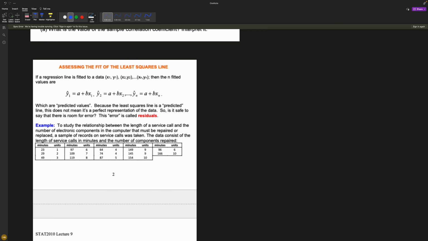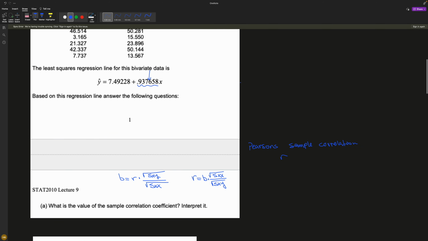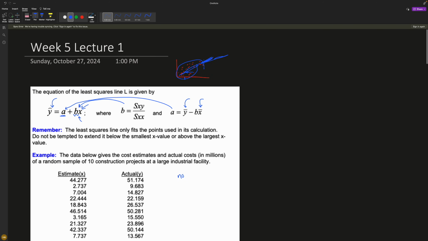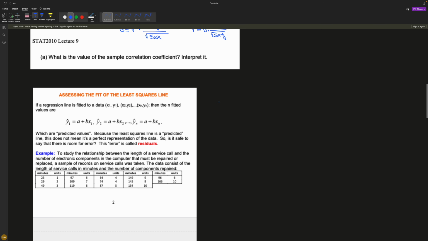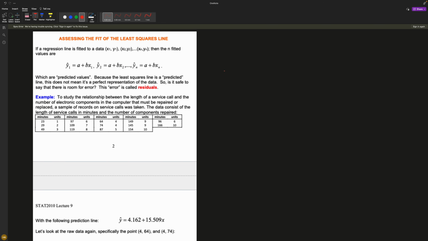Okay, so assessing the fit of the least squares line. If the original line is fitted, blah, blah, blah. Then you have this, which are predicted values. Just like I was saying, we predict it, right? So when I put the graph up here, actually, let me draw another graph. That's a better one on the side.